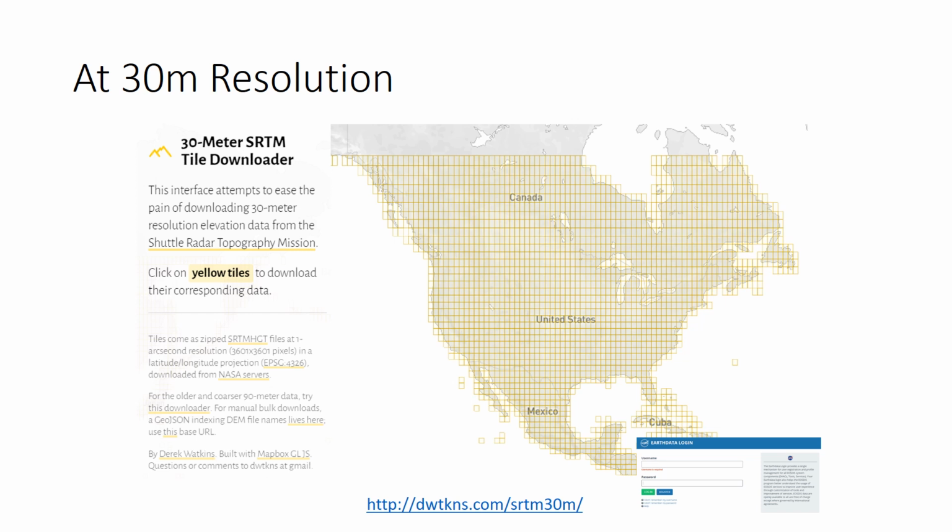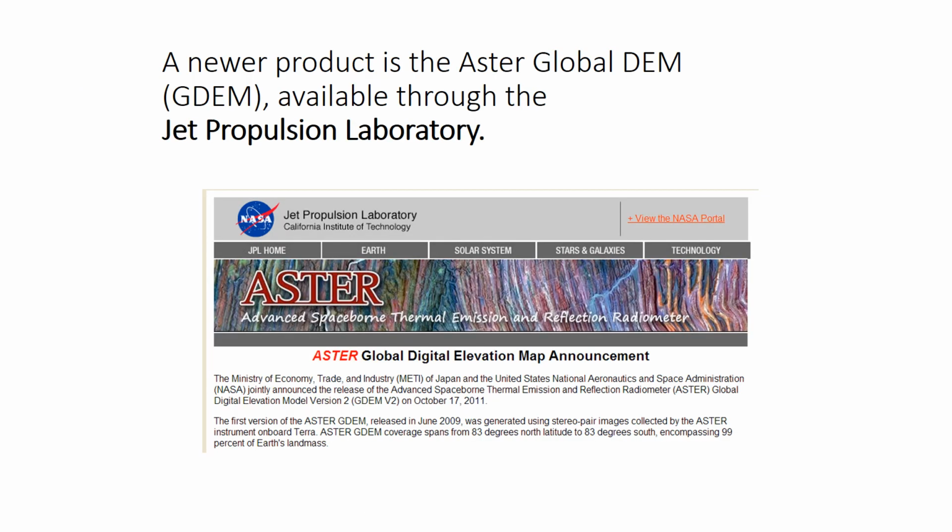If you want to download the 30-meter stuff, you can do that for the United States and some of the surrounding areas. There's a 30-meter SRTM tile downloader, so I would recommend that you take a look at that as well. One of the newest data sources for terrain data, though, is the ASTER Global DEM dataset. This is a really nice, complete DEM dataset. It's of higher resolution than has been released globally for the SRTM. This was a mission that was done by NASA in partnership with Japan's space agency.